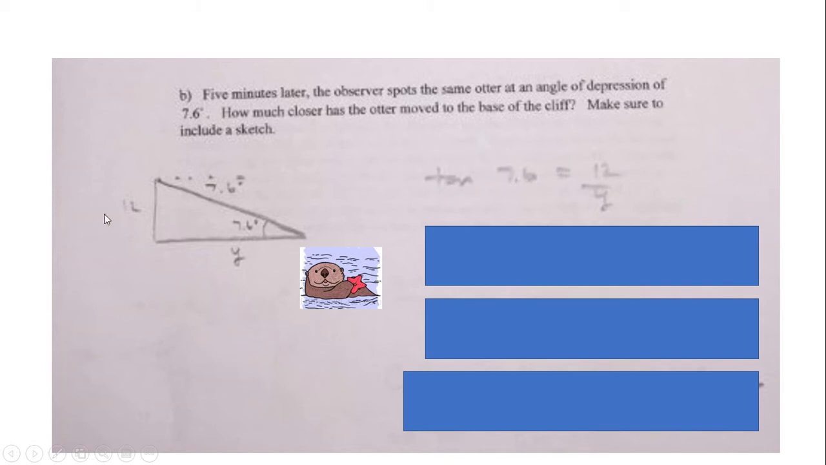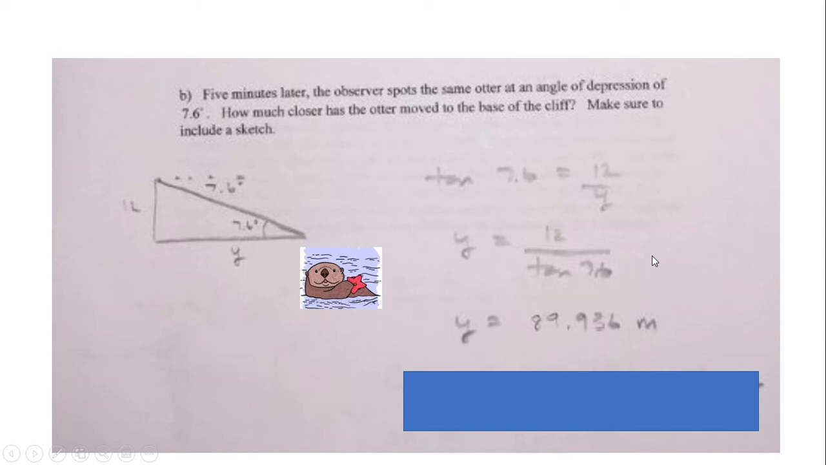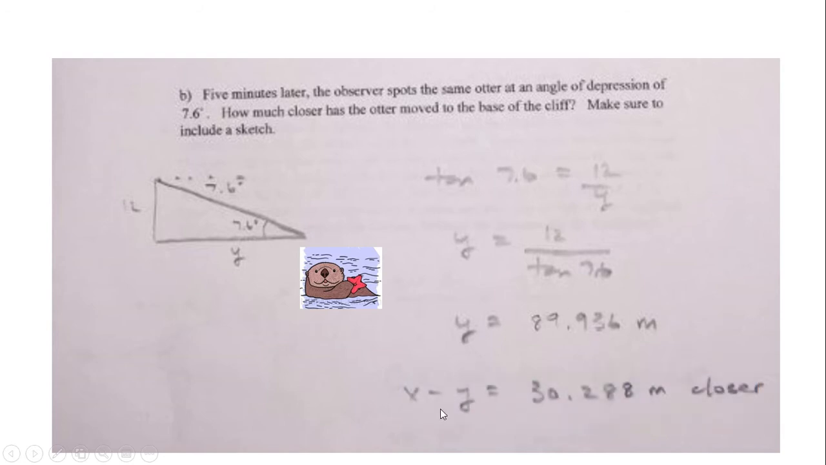Tangent of 7.6 is opposite over adjacent, 12 over y. y is equal to 12 over tangent of 7.6. y is approximately 89.936 meters. So from the previous slide, x minus y is equal to approximately 30.288 meters closer to shore now. Okay, continuing on.